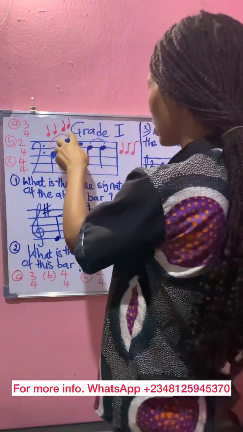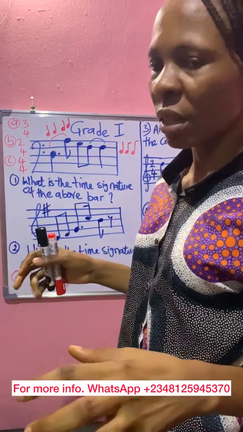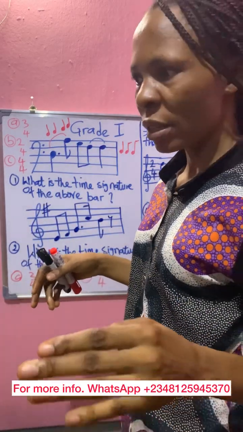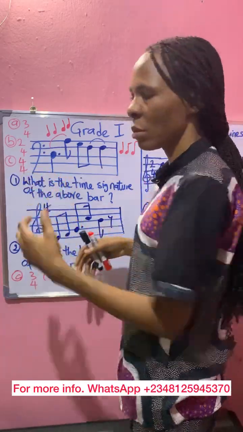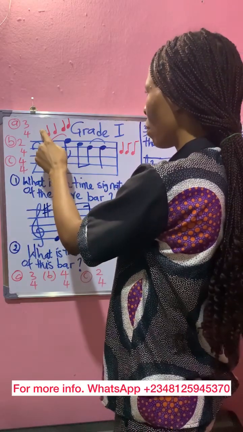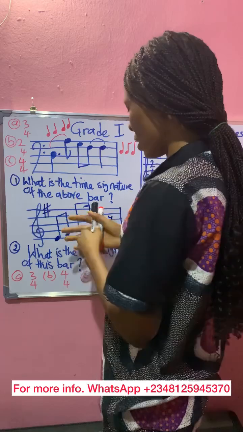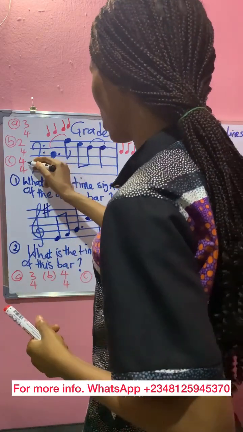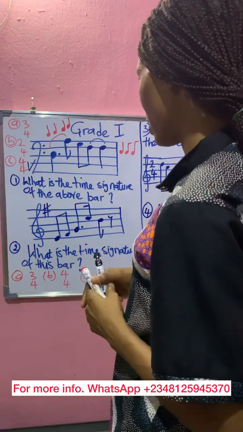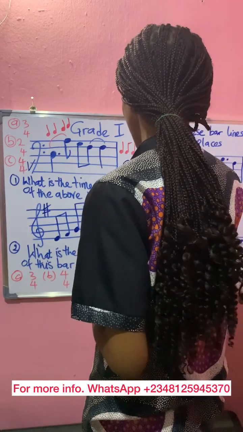all the notes here is 4 crochets, right? Now, 4 crochets. What type of number represents crochet as the lower number in the time signature? The answer is 4. So anytime you see a lower number being 4, that means it represents crochet. So in this case, the upper number is 4 and the lower number is 4. So the answer here is 4 crochets. So that means the answer is C.